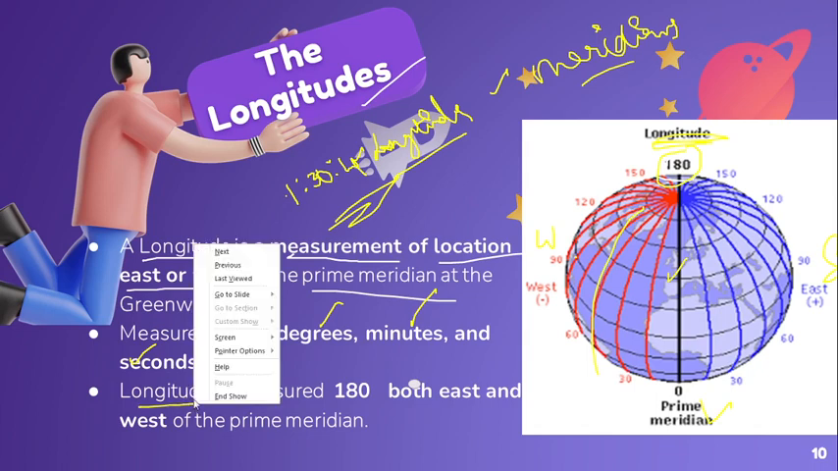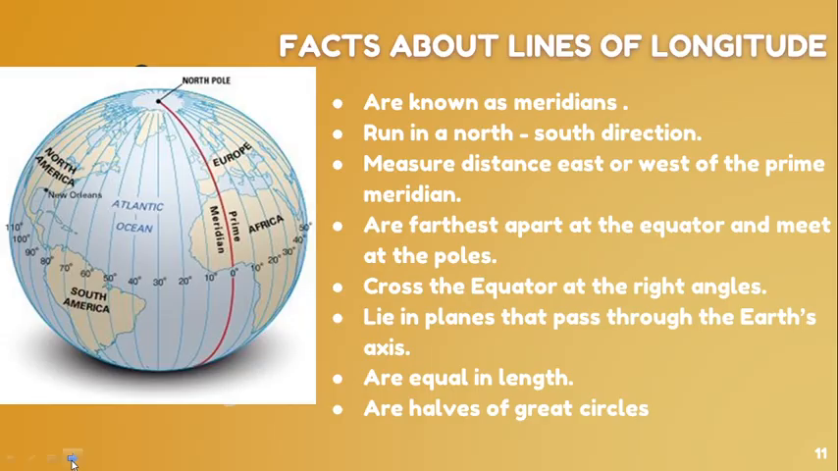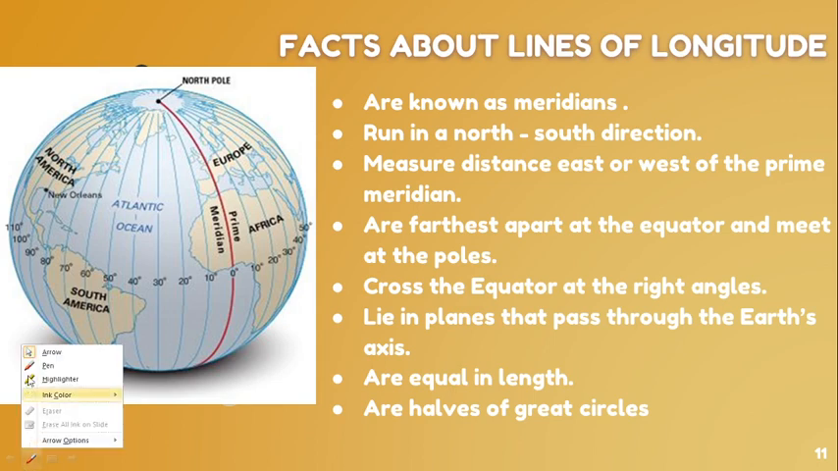Coming to the next, longitude is measured in 180 degrees, both east and west of the prime meridian. Okay, coming to the next, we have learned facts of our latitude.